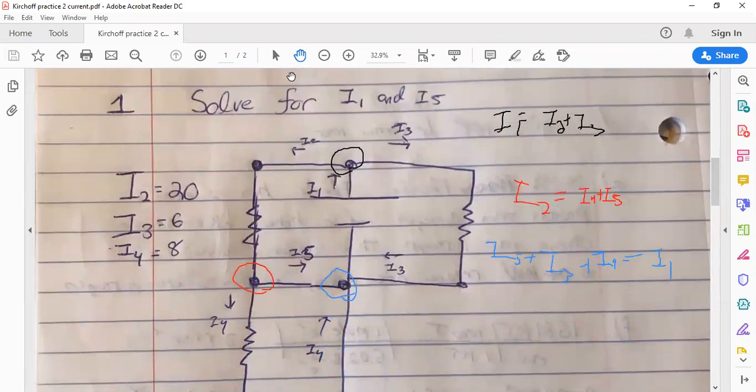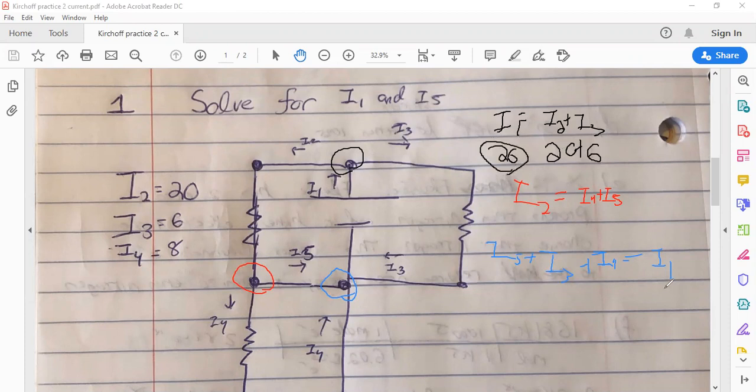We know that I2 is 20, I3 is 6, and I4 is 8. So if we know I2 and I3, we can get I1. We're going to do this top one first. If we plug everything in for this first equation, I1 is what we're looking for, I2 is 20, I3 is 6, so that means I1 is 26.